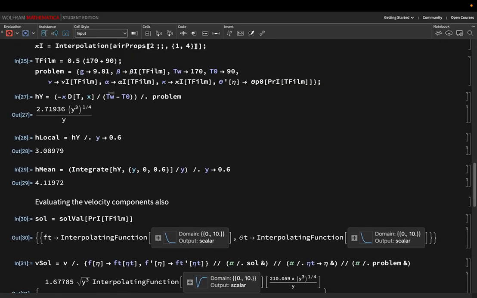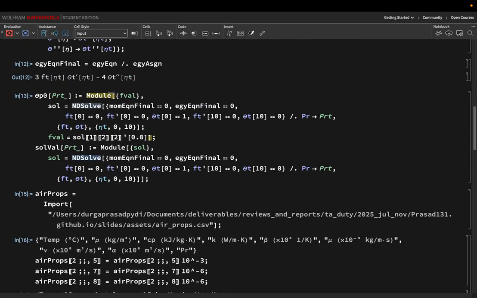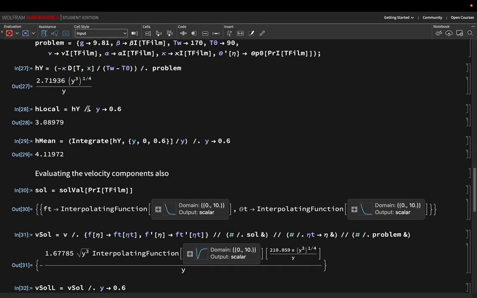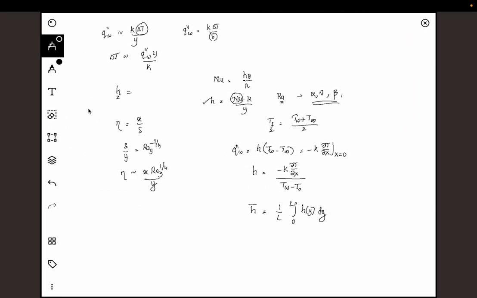So what this particular function does is it will solve that equation and then give you some functions. Those functions are basically, you can think of them as some table of values. So eta will be given, f will be given, theta will be given. So it will be given at every eta. If you ask the value of the function at a different point, it will take a linear interpolation between these two values and give you the value of f and theta at that particular value of eta.